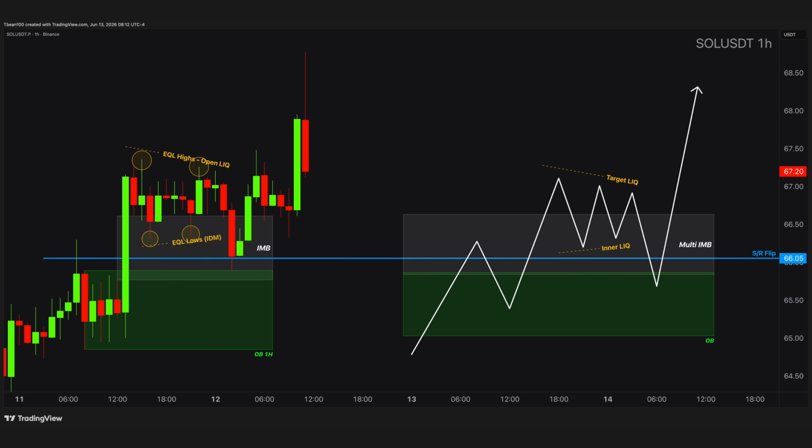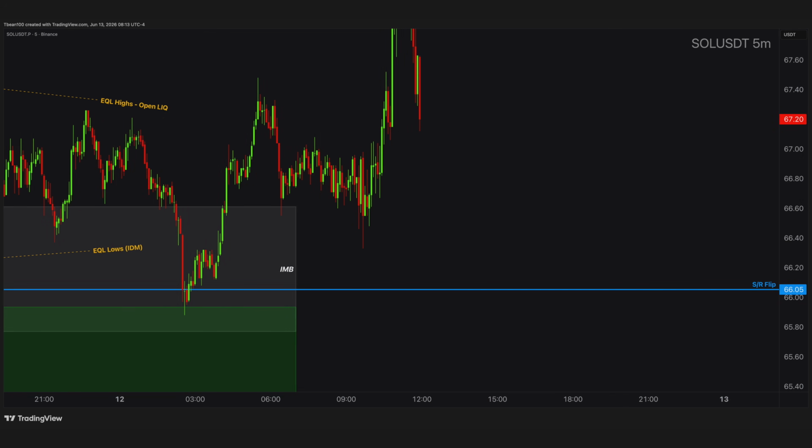So all in all, what makes this setup so strong is that it is the maximum fuel point right here. Because you have an order block, imbalance, SR flip point, along with the IDM, the inner liquidity acting as the inducement. However, when you open up the lower time frames, this is the moment where things get a bit tricky and more complex for this time.